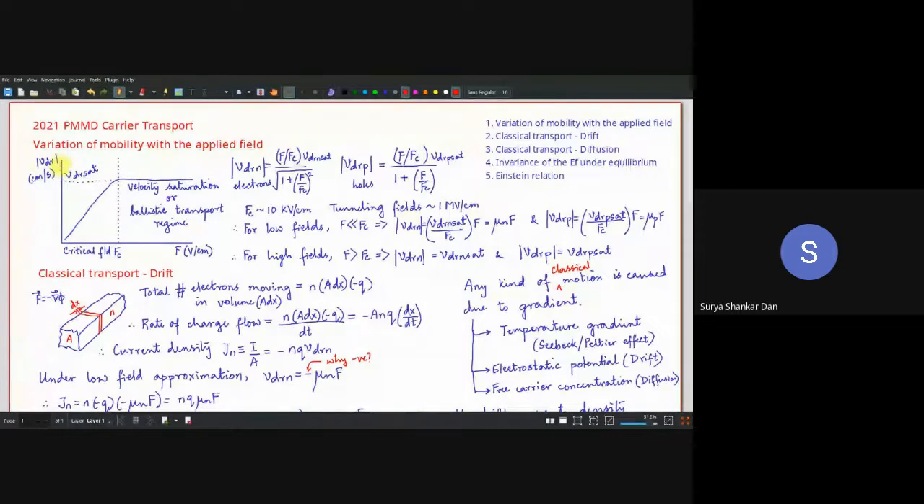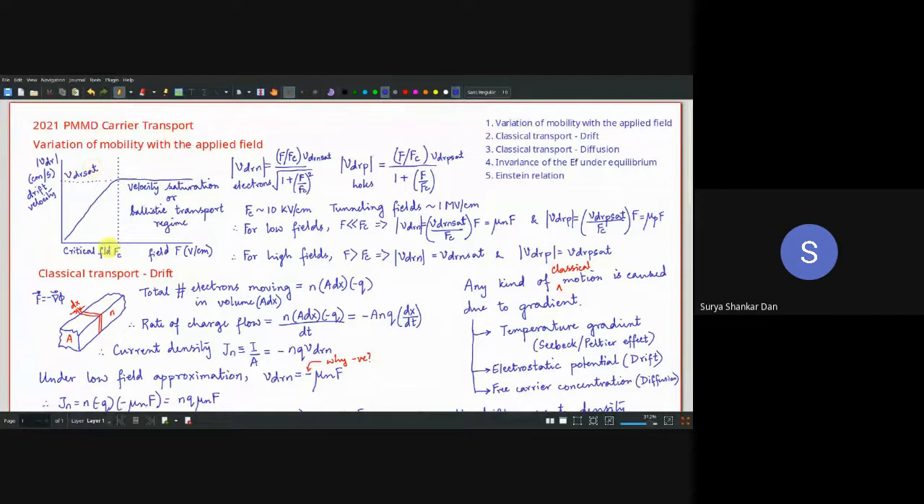The electrons, let us say, will be attracted to the more positively charged terminal, right? So it is getting accelerated. This is the drift velocity. Let me write it here. This is the drift velocity, and this is the field. If we go on increasing the field, the drift velocity will go on increasing. That part is very clear to us.